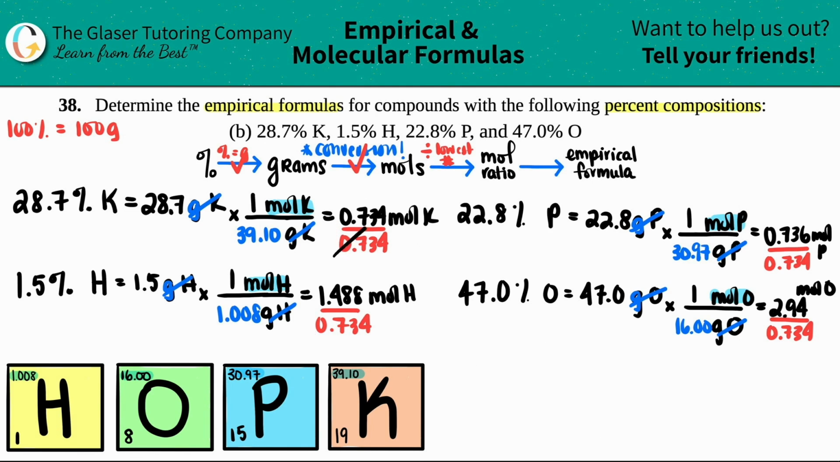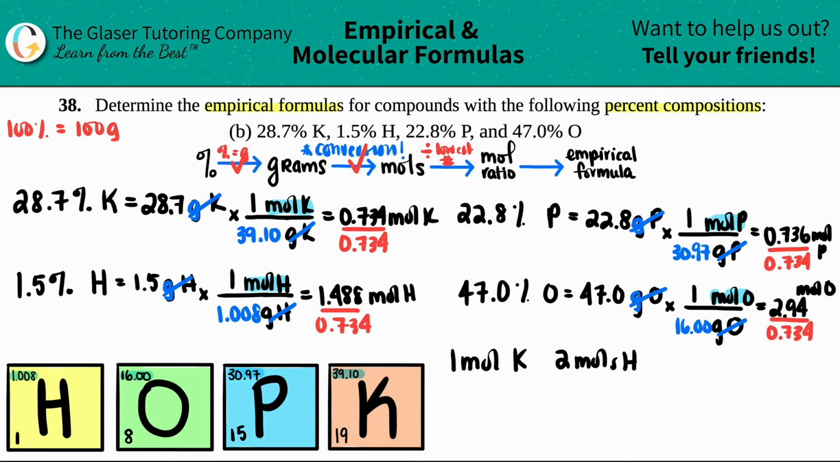Okay. And now I'm going to write my new values down here. So this would cancel, right? Technically, I have 1 mole of potassium. Okay. Let's work on the hydrogen next. 1.488 divided by 0.734. I get very, very close, right? Technically, I get 2.027 and then yada, yada, yada. But at this stage of the game, you want to round to whole numbers if you can. So this is really just 2 moles of hydrogen.